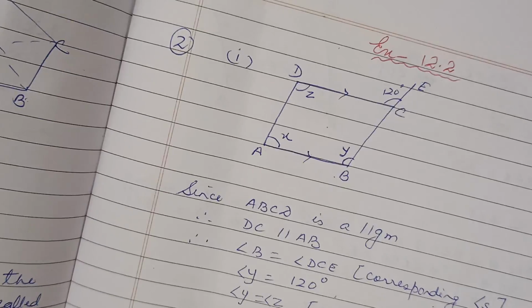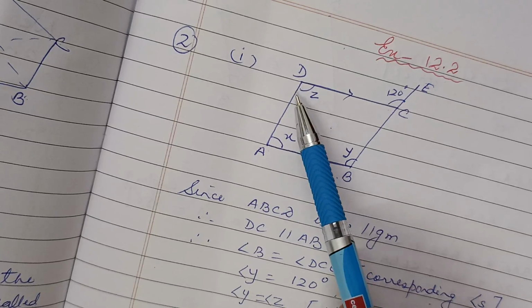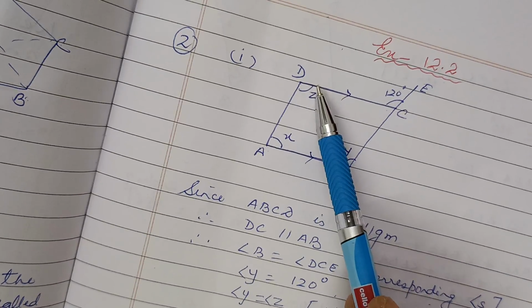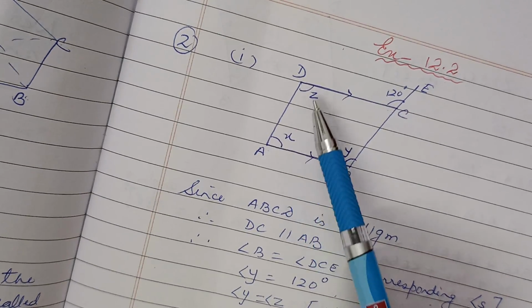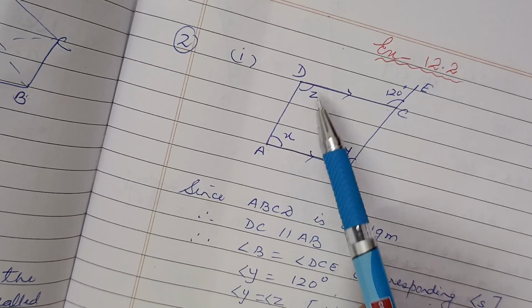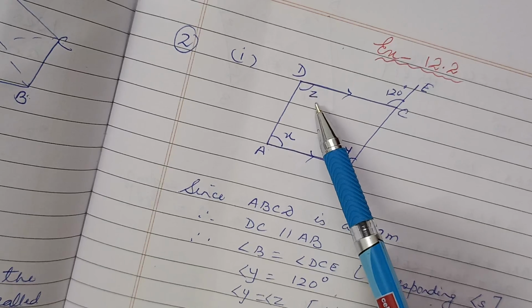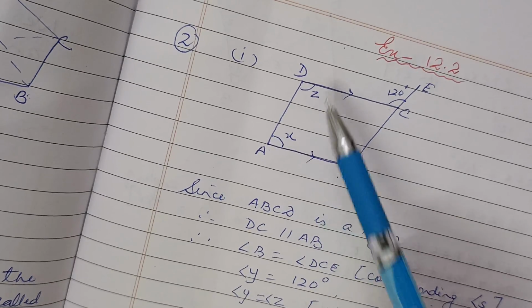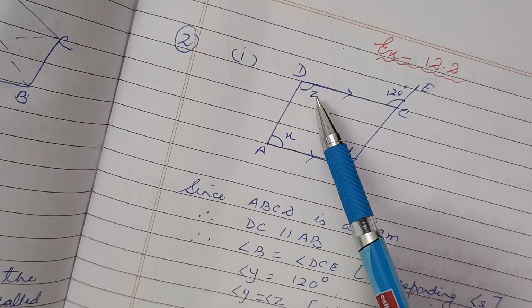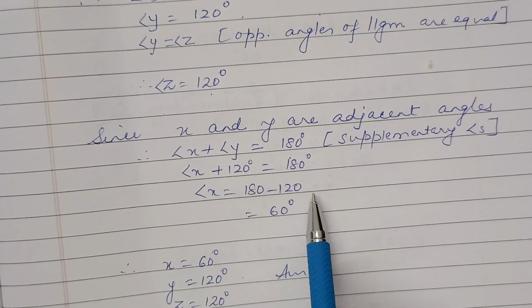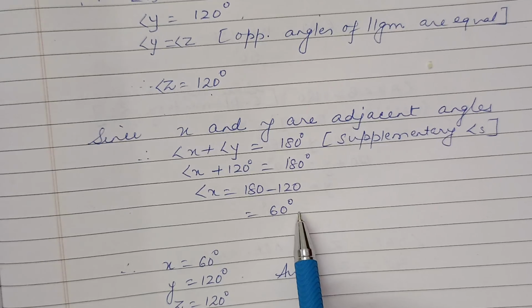Now we have to find out x. We have already got z equal to 120 degree. Now we know that adjacent angles are always supplementary. So x plus z equals 180 degree. Z we have found out as 120. So what will be x? X will be 180 minus 120, that is 60 degree.